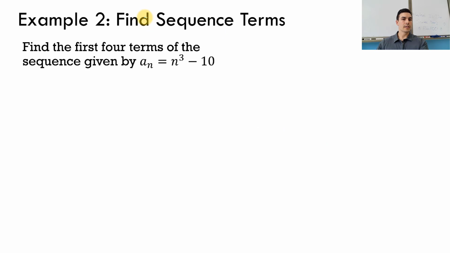Let's go ahead and look at another example, finding sequence terms again. Find the first 4 terms of the sequence given by, now we have an explicit formula, right? We have a sub n defined as a function of n. So what we can do is just go ahead and start plugging in values. Find a sub 1 first, and then a sub 2, a sub 3, and then a sub 4, because it says the first 4 terms.